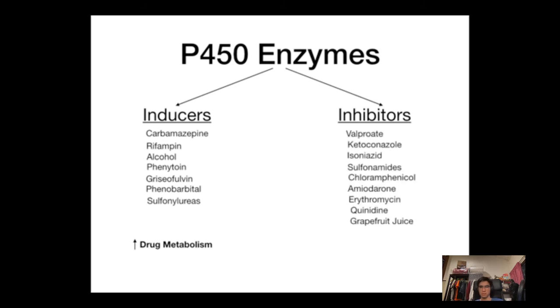So I listed them out here for you: valproic acid, aka valproate, ketoconazole, isoniazid, sulfonamides, chloramphenicol, amiodarone, erythromycin, and I want to say with erythromycin, it's really all of the macrolides with the exception of azithromycin, quinidine, and grapefruit juice. So let's talk about the pharmacology and the physiology of the inhibitors.